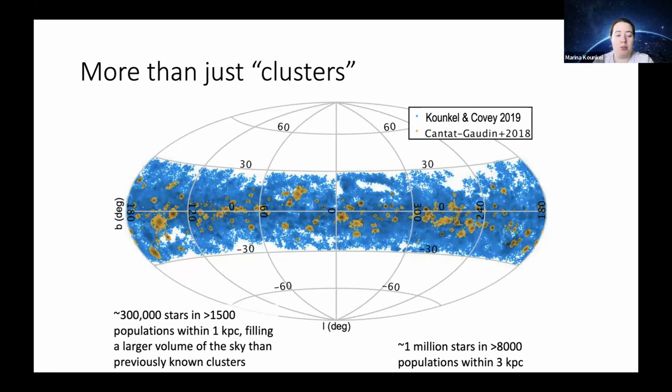and new moving groups. For example, here, all of these yellow sources are the clusters that have been known within 1 kiloparsec prior to Gaia. And all of these blue dots are the sources that are part of the moving groups that have been discovered since Gaia. And so you can see there's a significant difference between them in terms of the spatial coverage and the number of sources. So in total, within 3 kiloparsecs, we have been able to identify on the order of 8,000 different moving groups containing approximately 1 million sources.